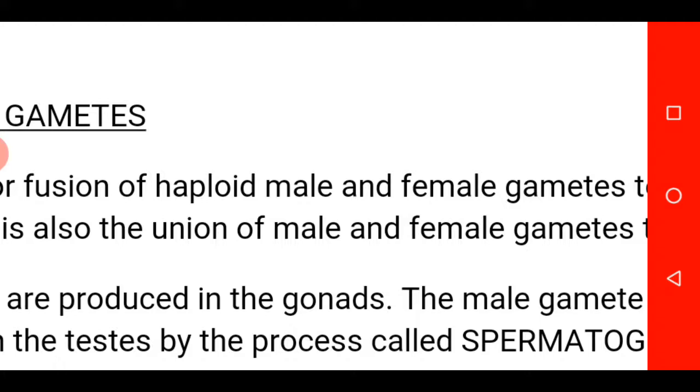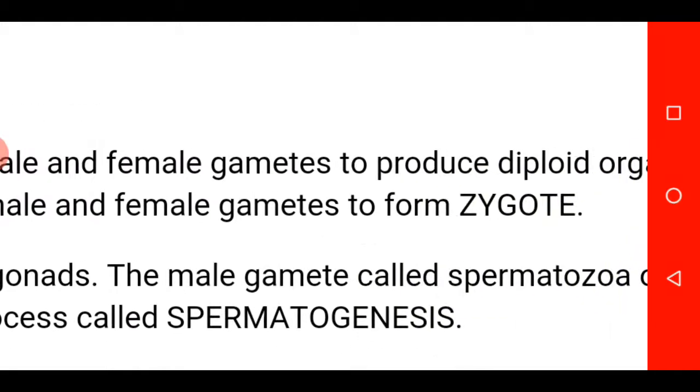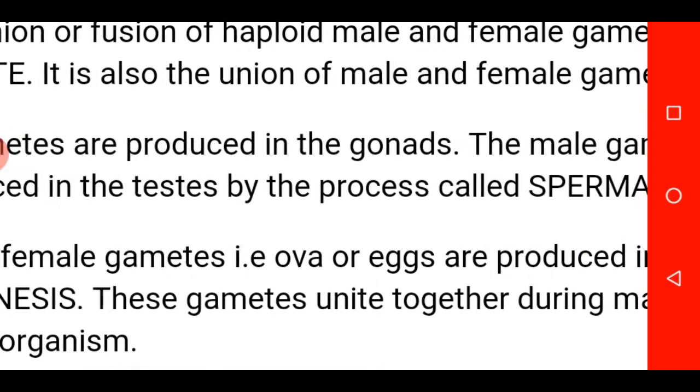That is, the sex cells are haploid in nature because four daughter cells are formed in meiotic cell division, which occurs in the gonad in the formation of sex cell. So that is why we have haploid male and female gametes, which fuse together, and at the end of the day, they form a diploid organism called zygote.